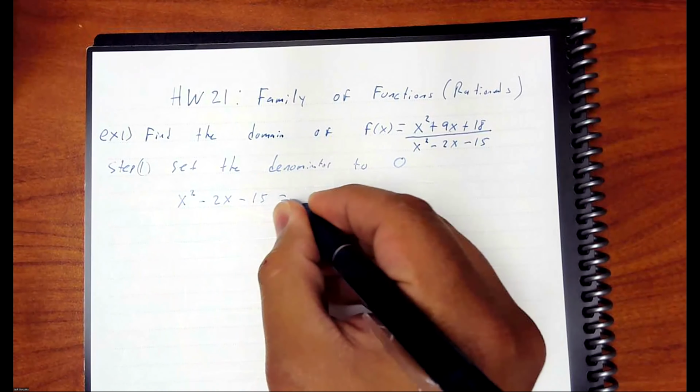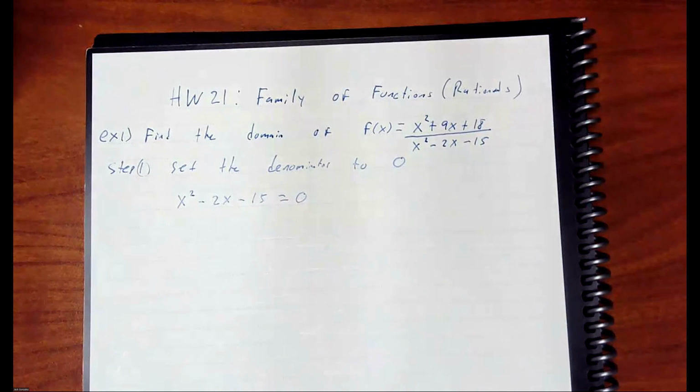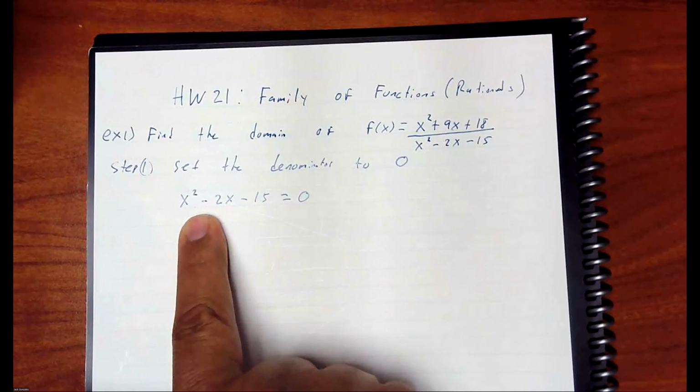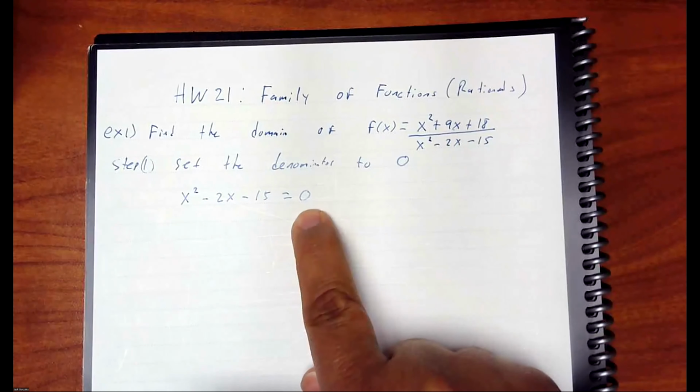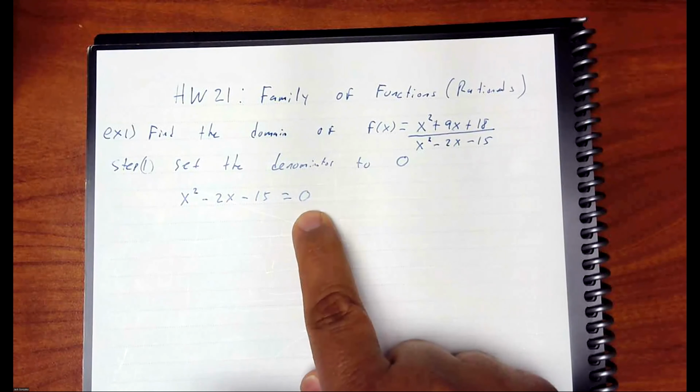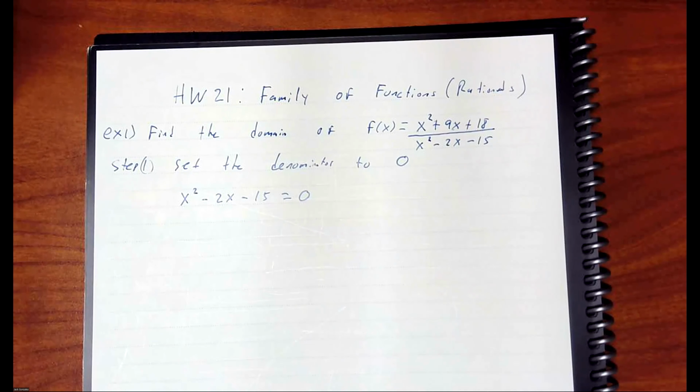So the question is, when is this equal to 0? Well, solve for it and you'll know, right? And then you're going to want to avoid those numbers, so it may create a domain around those problems. Okay, so does this factor pretty or no?